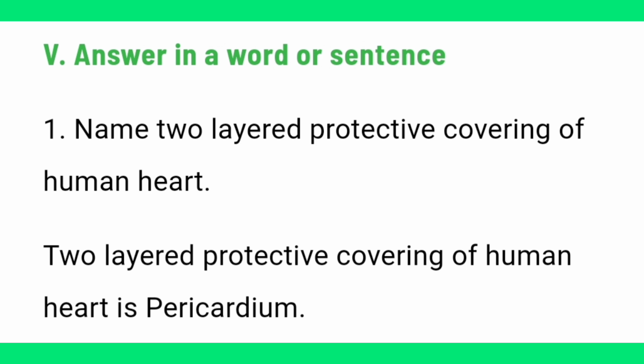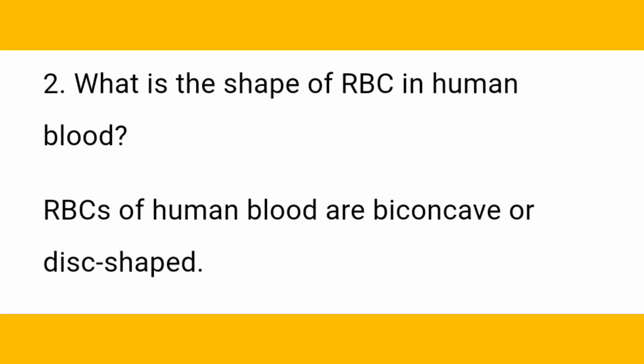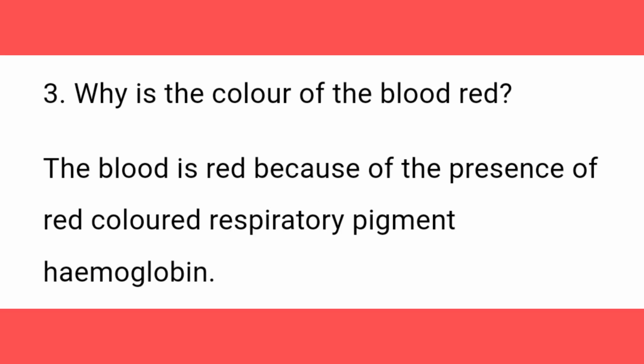First one, name the two layered protective covering of human heart. Answer, the two layered protective covering of human heart is pericardium. Second question, what is the shape of RBC in human blood? The RBCs of human blood are biconcave or disc shaped. Third one, why is the color of the blood red? Answer, the blood is red because of the presence of red colored respiratory pigment hemoglobin.